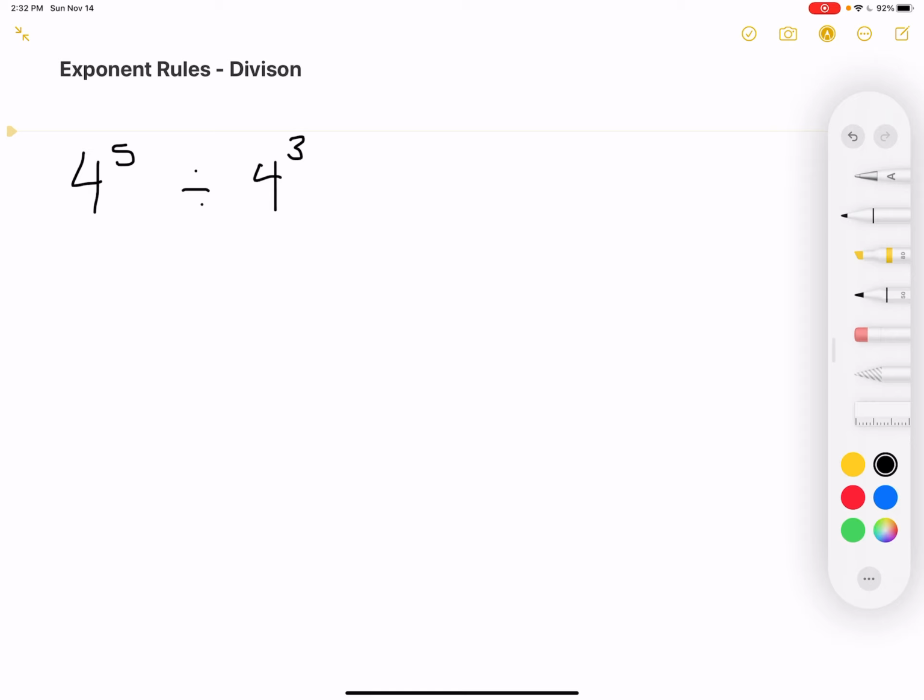So last video we talked about multiplying exponents, and the rule was that we ended up adding the exponents together. Division, which is the opposite of multiplication, stands to reason that we're going to do the opposite of add, which would be subtraction.